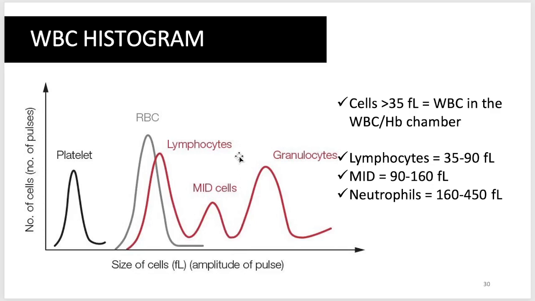Kasi mid cells, in between your lymphocyte and granulocyte. And these mid cells refer now to your monocyte, basophil, and your eosinophil. So remember this value, 90 to 160 femtoliter. And lastly, we have your neutrophils. Your neutrophils naman is around 160 to 450 femtoliter.